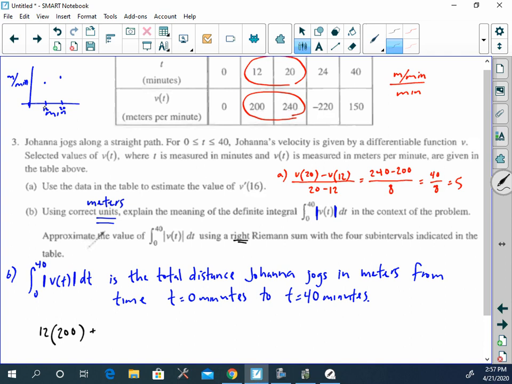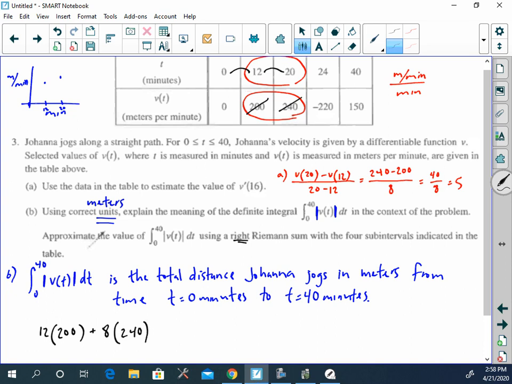And then our next one, our base is only 8. So I'm going to kind of start the process on the table here. So I went 12 and then 200. Then my next one is going to be here 8, and our height is 240.